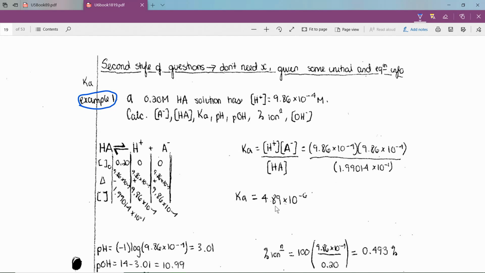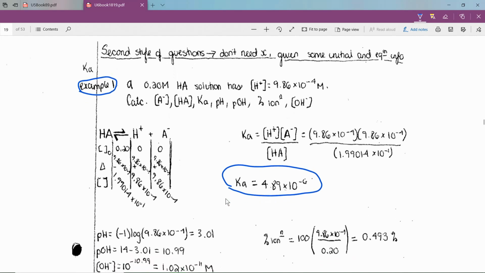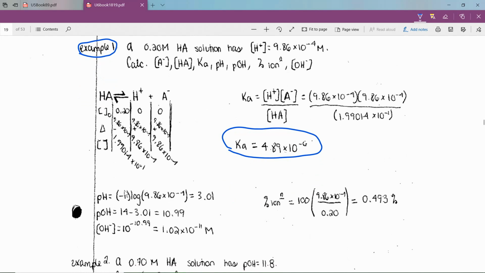If you left it as 0.2, it'll be good enough. It's not going to make a significant difference. So I'm calculating the Ka. In questions we did before, I was given Ka. Here I calculated it. And now I can also get the pH. So minus 1 times the log of the H plus concentration, 3.01, so that's good. The pH is less than 7. pOH is 14 minus that, so 10.99. And the hydroxide ion concentration is 10 raised to the negative pOH, 10 raised to minus 10.99, 1.02 by 10 to minus 11 molar.